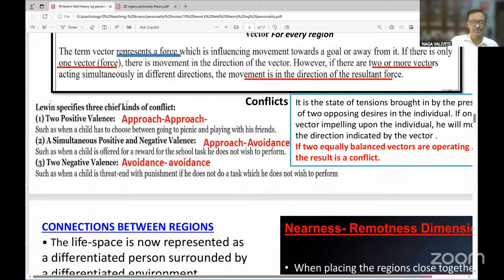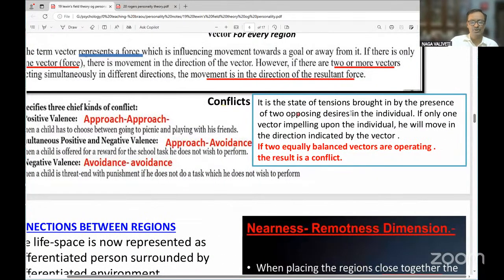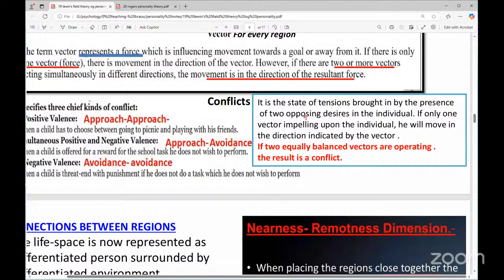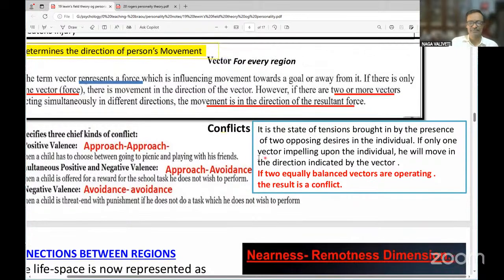Now coming to this, there will be conflict here. The state of tension, two opposing desires are there. Suppose you want to eat, you don't want to eat. You want to eat sweet or you want to eat something else, there is a conflict. Then which vector is pulling you more? Which vector means? Vector means force.